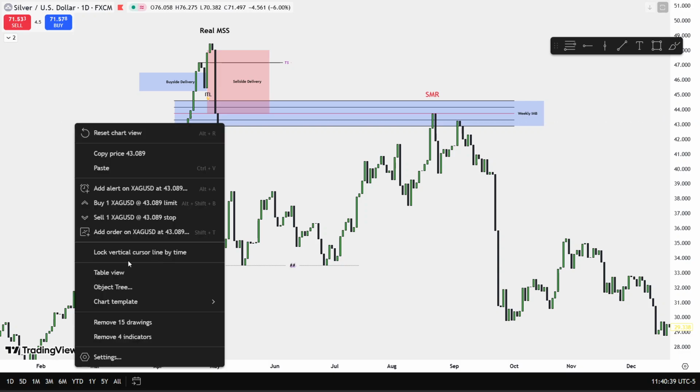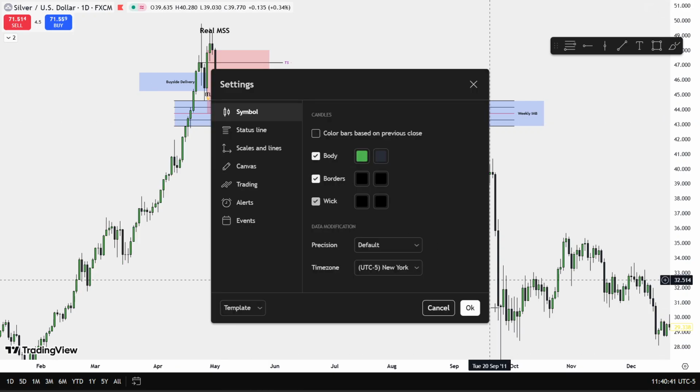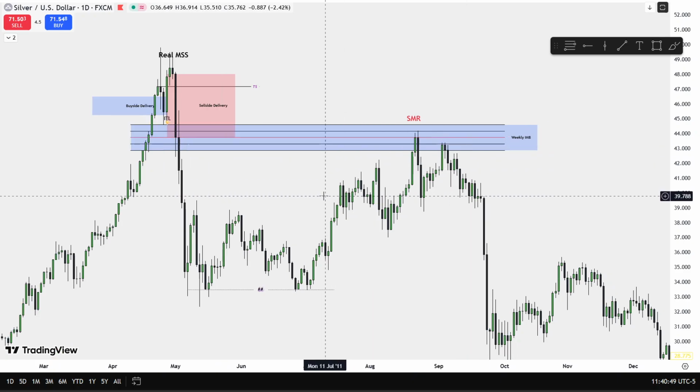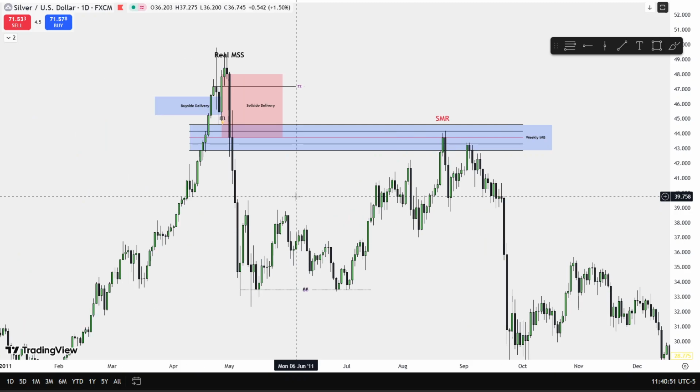So let's bring the wicks back. You can see wicks were up, wicks were doing the damage, but the bodies tell the true story. So this is the overall thing.